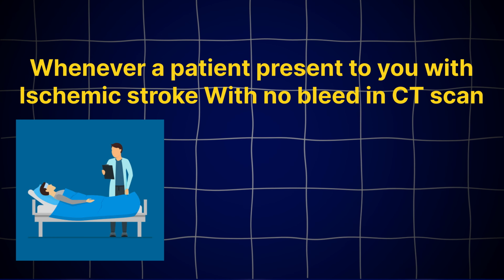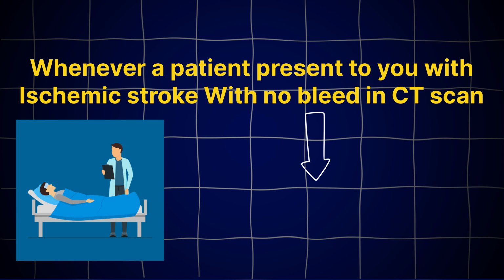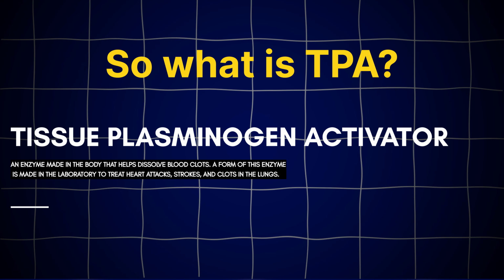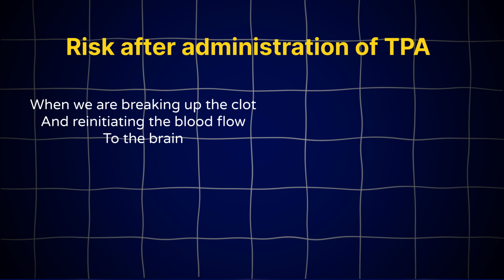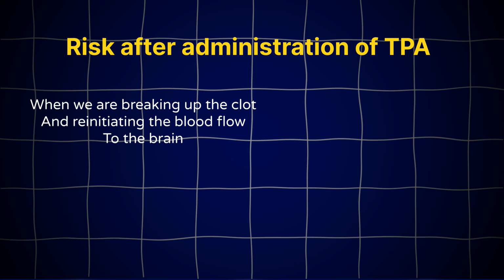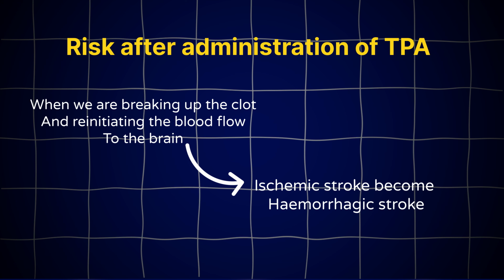Whenever a patient presents to you with an ischemic stroke with no blood on CT scan, the most important decision that a doctor has to take is whether the patient should be given a TPA or not. TPA is tissue plasminogen activator that breaks up the clot which blocks the blood vessel. But when you are breaking up the clot in the blood vessel and reinitiating the blood flow to the brain, there is a risk that ischemic stroke becomes hemorrhagic stroke. By breaking that clot, you can convert the ischemic stroke into hemorrhagic stroke. So there is a higher risk that when you are giving a TPA, the ischemic stroke becomes a hemorrhagic stroke.